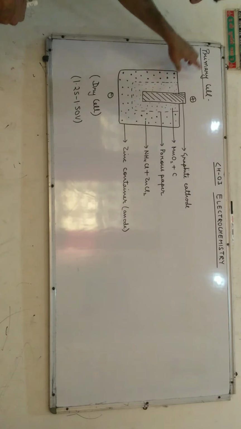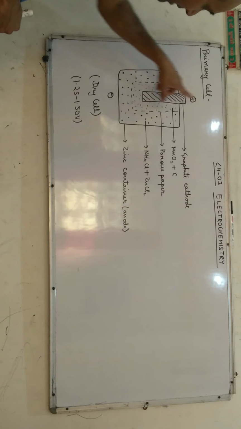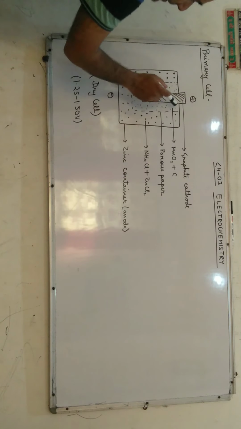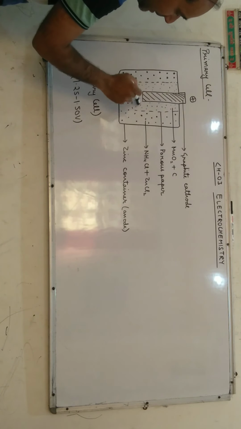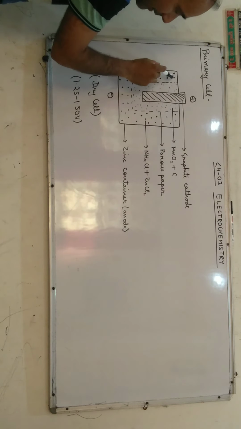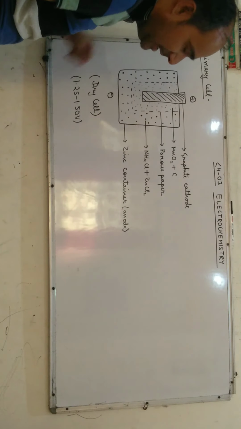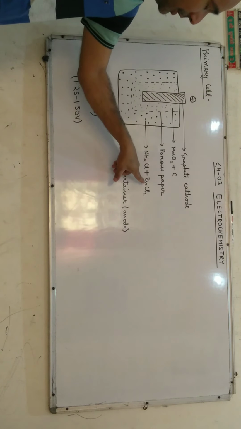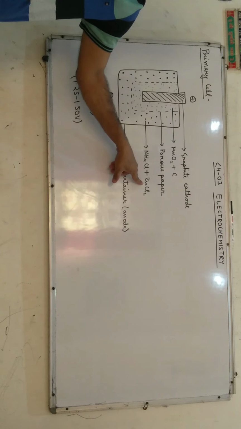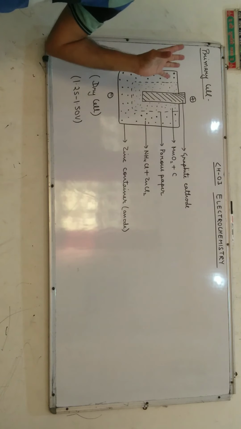In primary cell, a zinc container is there which acts as anode, that is the negative terminal, in which a graphite rod is there which acts as cathode. Here manganese oxide and carbon mixture is filled in a porous paper container, outside of which there is ammonium chloride and zinc chloride paste. The use of zinc chloride here is to prevent the formation of ammonia. Otherwise, the pressure of ammonia will burst the cell.